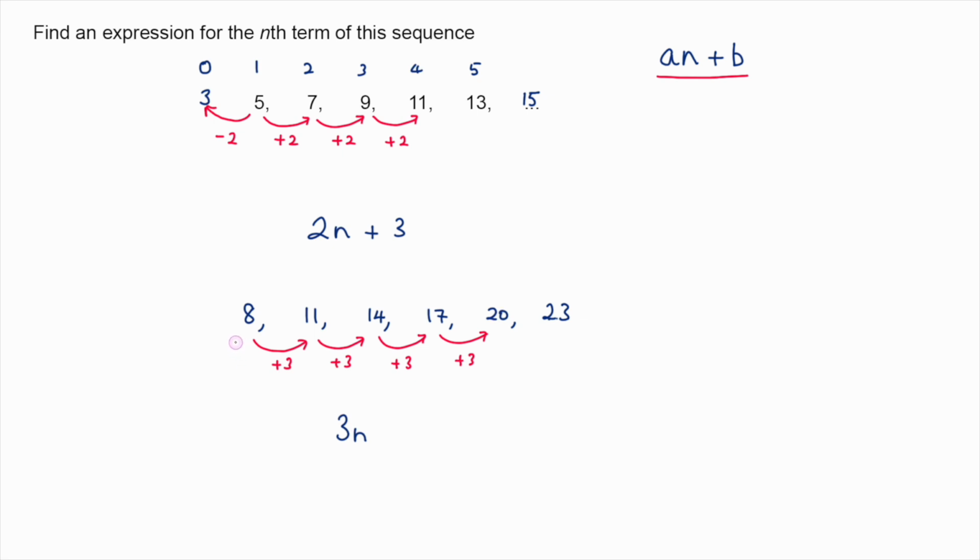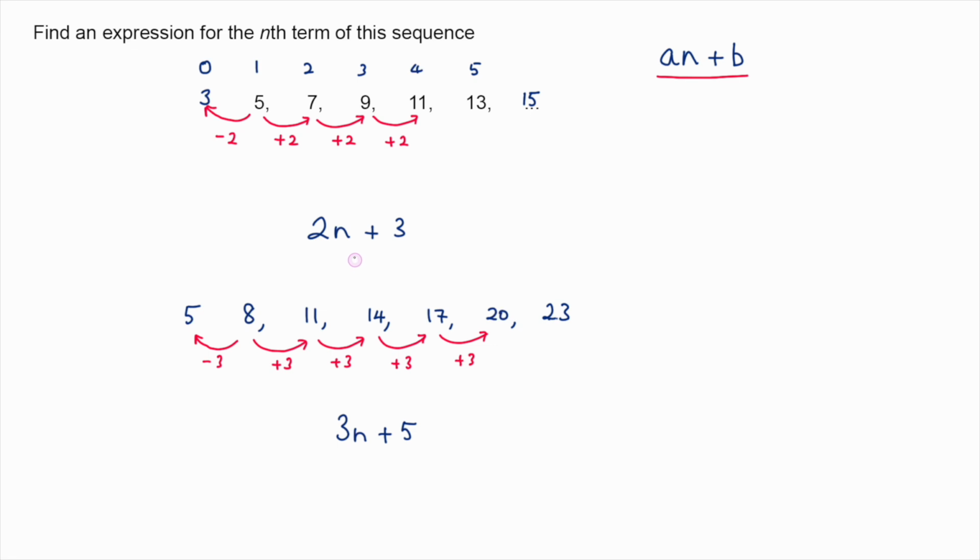And then we go back to the 0 term. So what term would be here? We would have to subtract 3. And therefore this value here would be 5, and that is our b term. So 3n plus 5. Now once you've got your rules, it's always a good idea to check them.